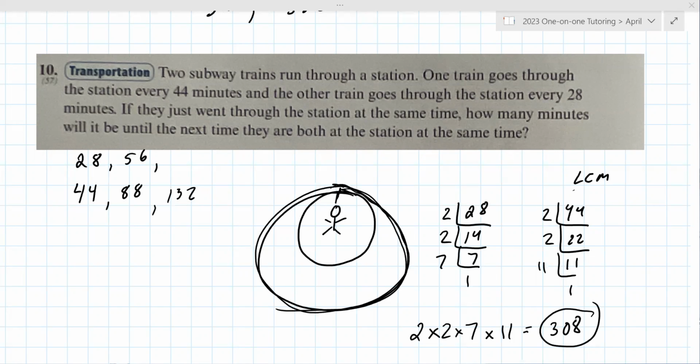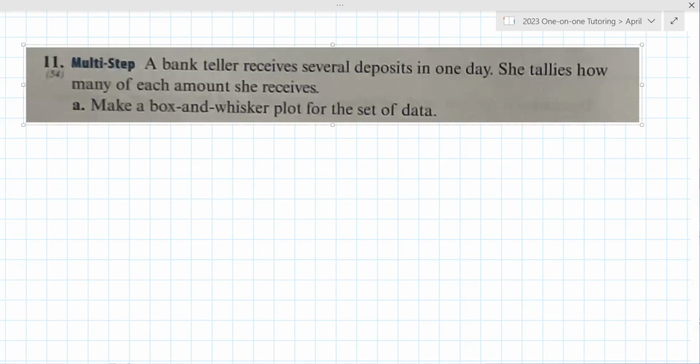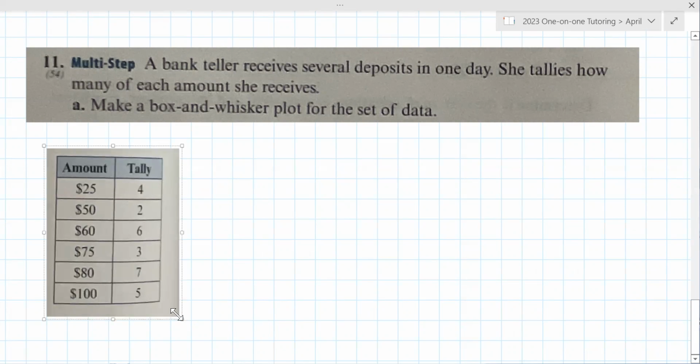12, 11. We do 11. Can't do them out of order. Oh, this is horrible. Box and whisker plots by hand. So in the real world, people never do these by hand. We go to software and we just let the software do it. So this is a little bit frustrating, but we can do it here.